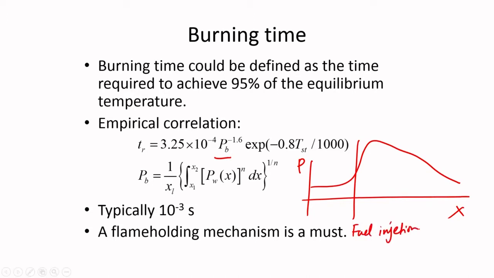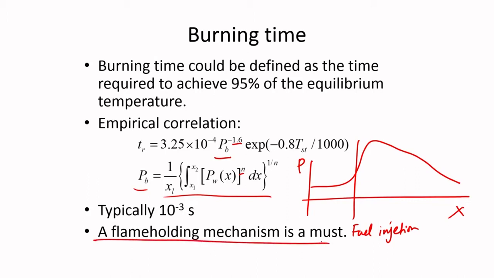So what he suggested is that you can define an average pressure PV, which is defined in this manner, which is an integral, basically a form of an averaged pressure, and this exponent n is essentially the pressure exponent that is here. And from that one gets an estimated burning time of 10⁻³ seconds, which is 1 millisecond.